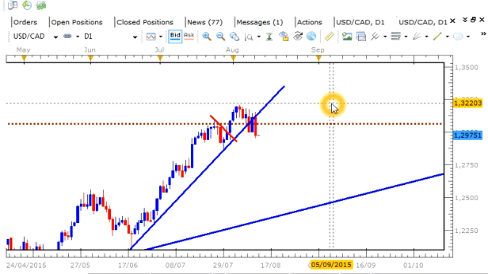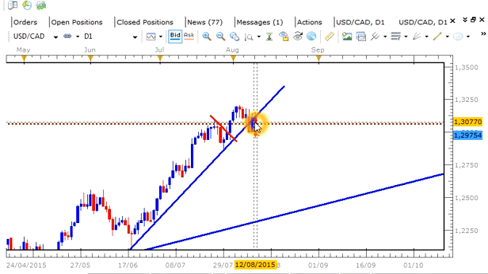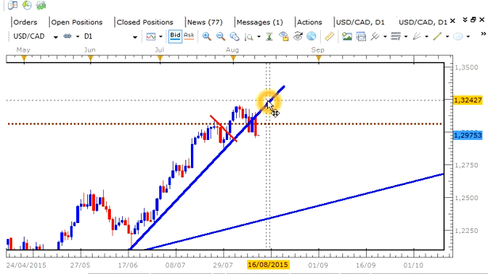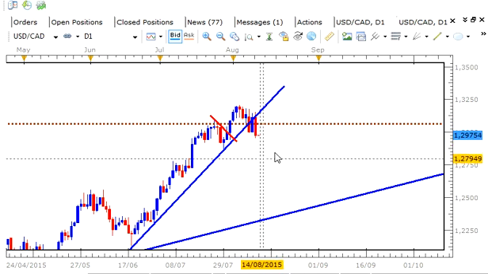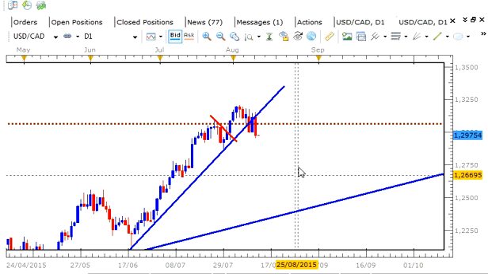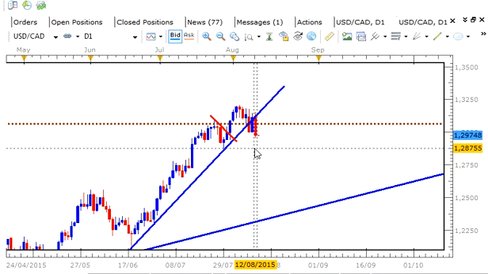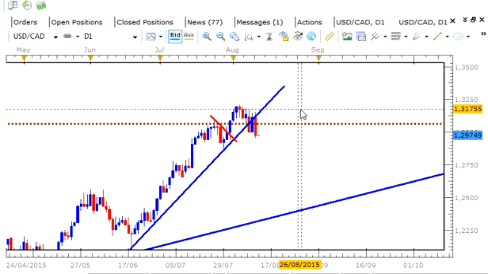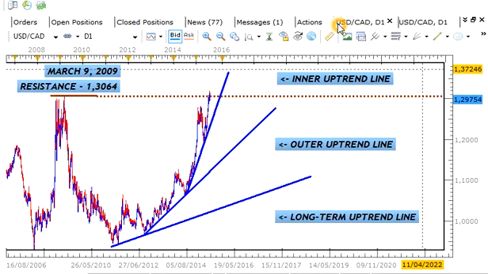Taking a look at the situation on the US dollar Canadian pair. Here we see that the market has actually started to pull back below this inner uptrend line, and we could actually see the pair moving lower in favor of the Canadian dollar towards this outer uptrend line. Now, what is the reason behind what's taking place?